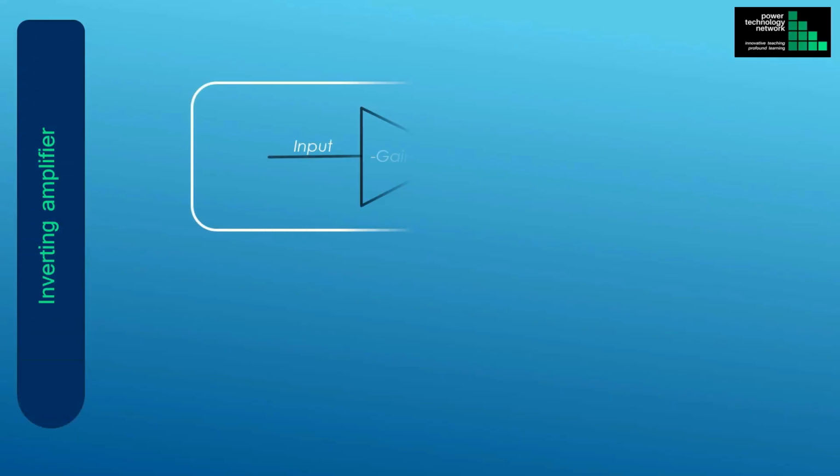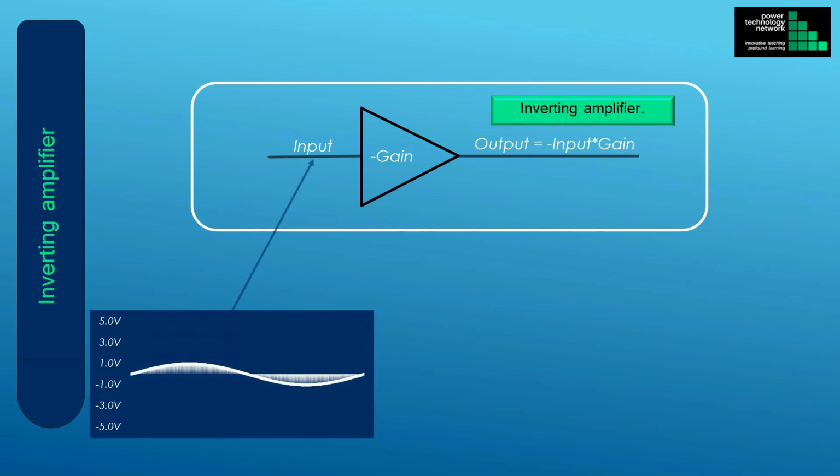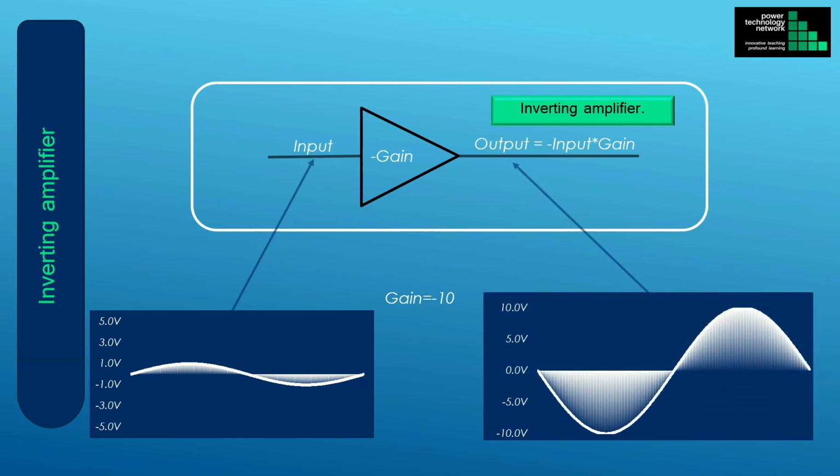This slide shows the inverting amplifier, where the previous slide showed the non-inverting amplifier operation. Like in the previous slide, the input signal is the same, a sinusoidal voltage with a peak of 1 volt. Because the amplifier is an inverting amplifier, the gain is -10. The output voltage is again 10 times the input voltage, with a peak amplitude of 10 volts, but the output is 180 degrees out of phase with the input, because the gain is negative.